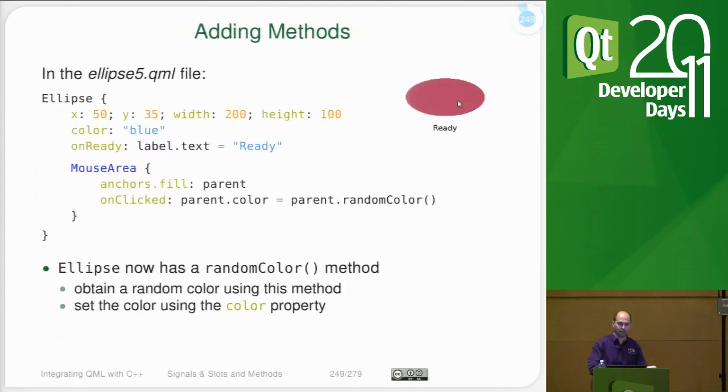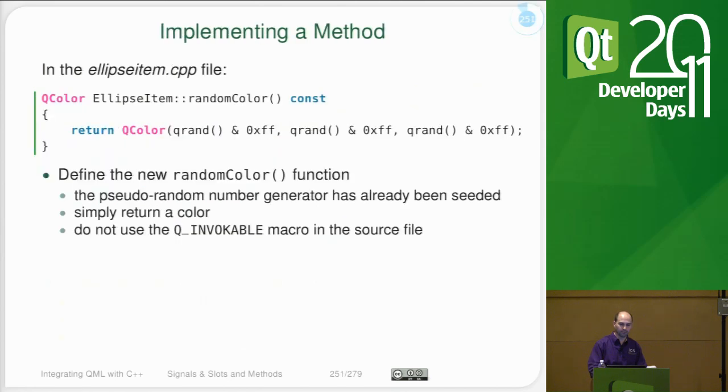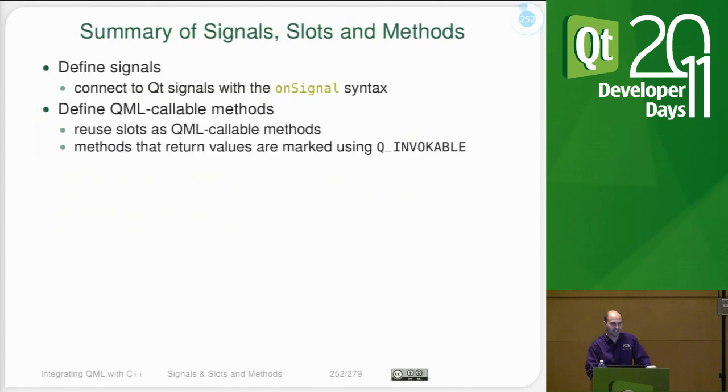So this line will run: onClicked, parent.color = randomColor. And randomColor here is implemented as some random color, actually. There's nothing really to say about that.